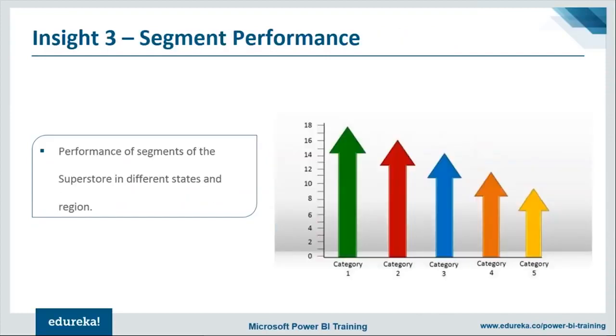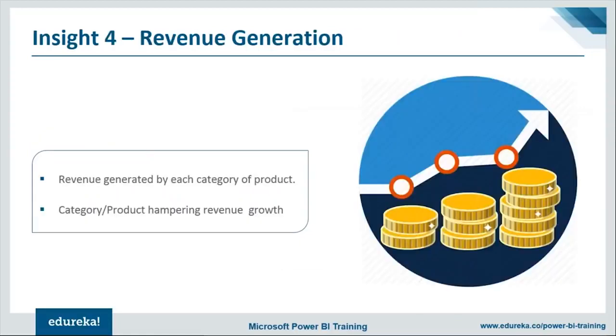After that you have Insight 3, where we'll be seeing the performance of different segments involved in the Superstore and how they contribute as well. Finally, we'll try to understand the revenue generated by each category of product. There are different categories of the product, so we'll see which category is hampering our growth and which is feeding our growth as well. Okay, are you guys clear?